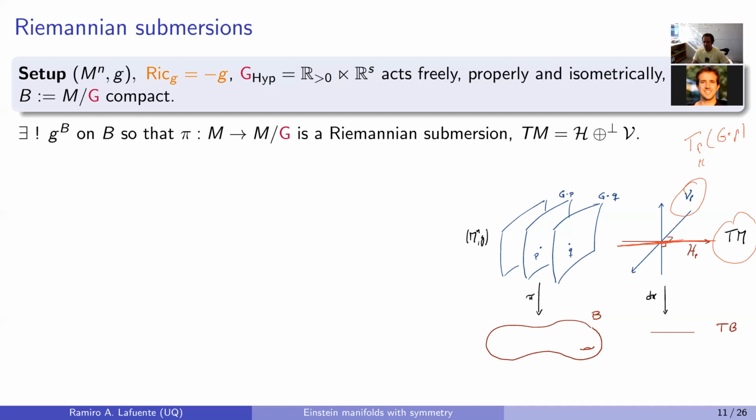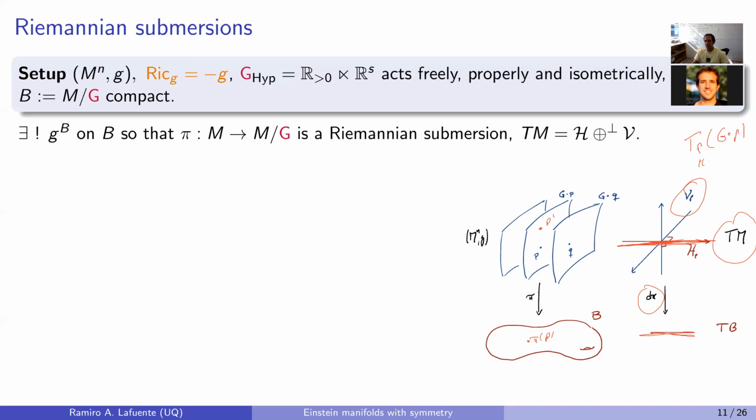So what do I mean by Riemannian submersion? What I mean is that I take g restricted to this horizontal subspace and I use the differential of pi to copy that to a metric on B. And the fact that G acts isometrically implies that this is well defined. Namely, if I take another point on the same orbit, then I'll get the same metric downstairs.